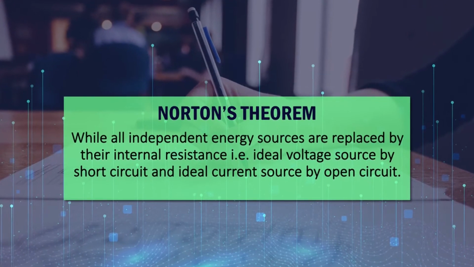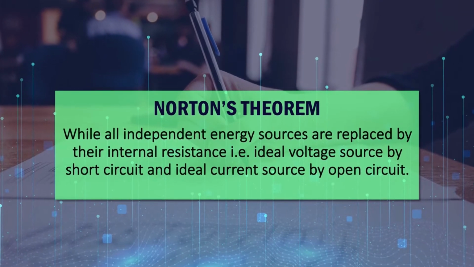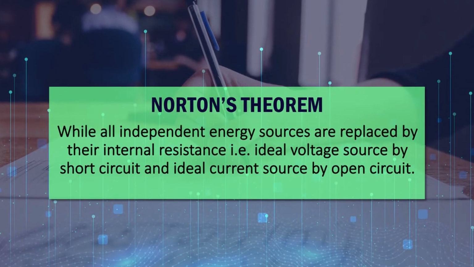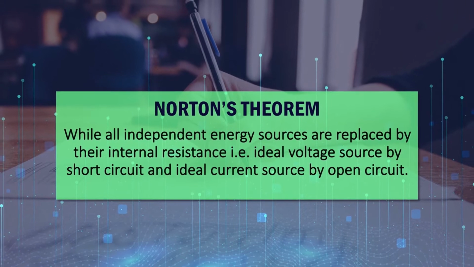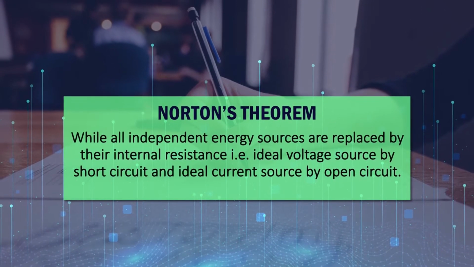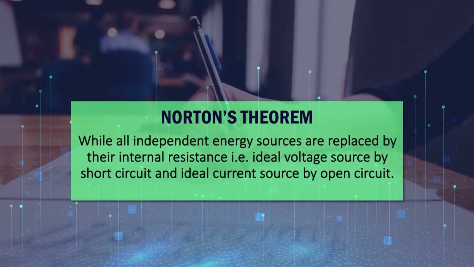And what are those ideal internal resistances? These energy sources may be an ideal voltage source or an ideal current source. So an ideal voltage source can be replaced by a short circuit because the internal resistance of an ideal voltage source is 0. And if there is an ideal current source, then it can be replaced by an open circuit because the internal resistance of an ideal current source is infinite.